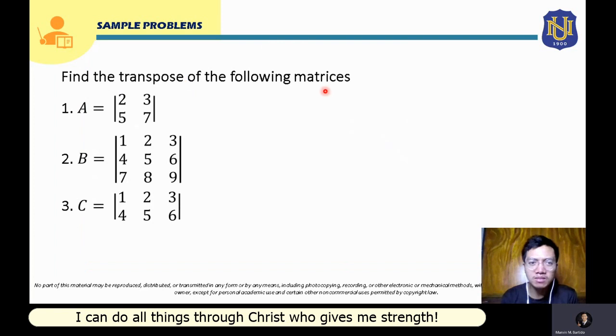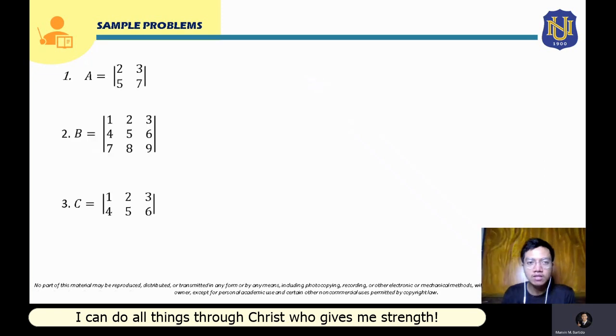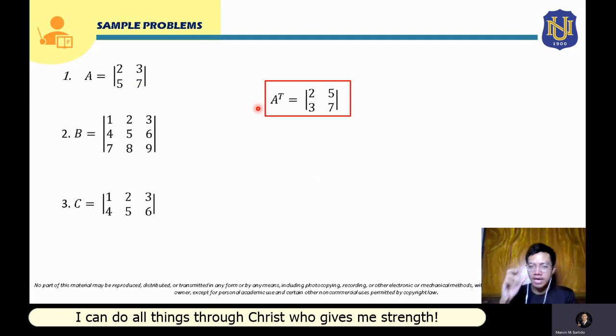Now let's solve these problems. So we have to find the transpose of the following matrices. So these are matrix A, B, and C. So let's try to solve this. So for number 1, for the transpose of matrix A, we just have to make your rows here columns. So for the transpose of A, again, it is A raised to T, is equal to, so we just make this row a column here, and we just make this row a column here. So this will now be the transpose of A.